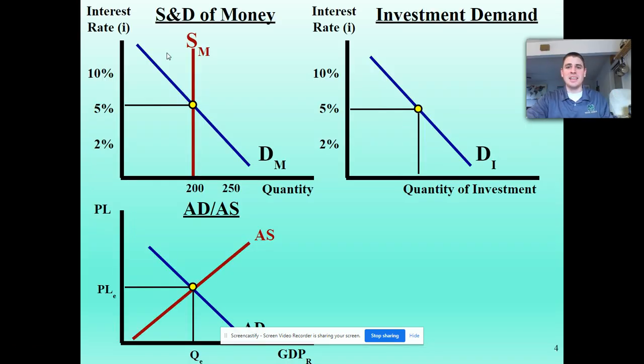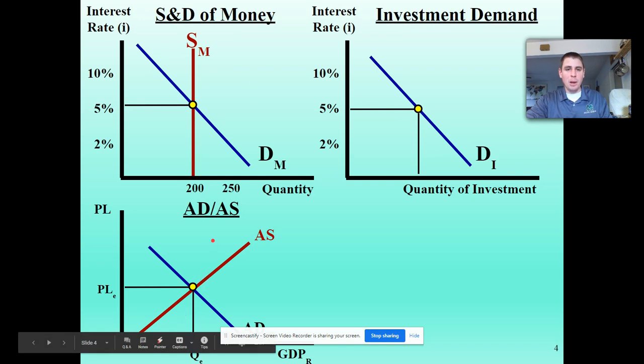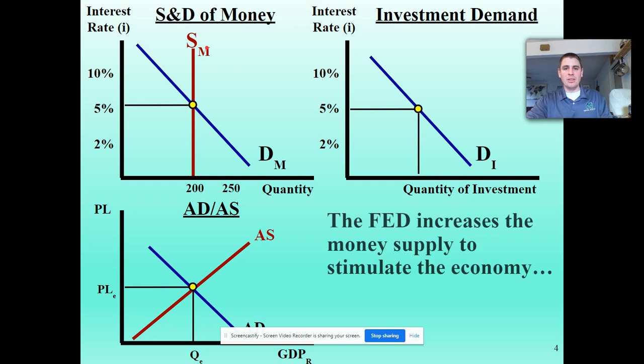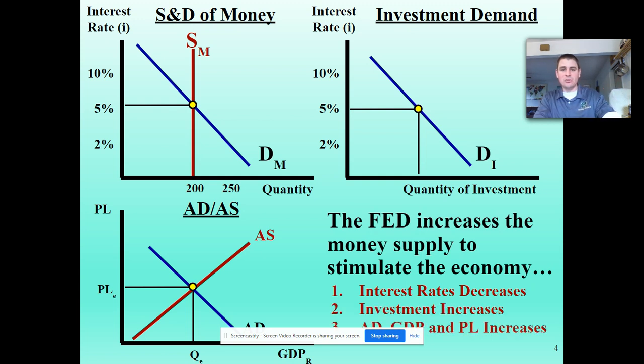So just in this example, I'm going to get my pointer out. Up here on the top left, we have the money demand curve and the money supply. Sometimes they're seen as SM. I like MS, but let's say the Fed increases the money supply to stimulate the economy, to try and get aggregate demand to increase. And actually, we've kind of seen this. This is what's going on currently. The Fed increased the money supply, which causes interest rates to decrease. So again, here, the Fed increases the money supply.